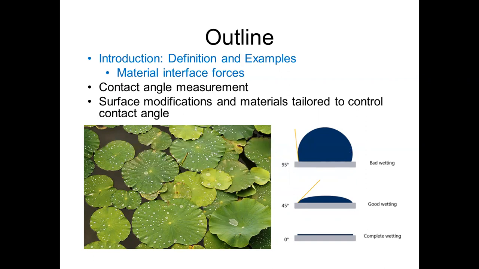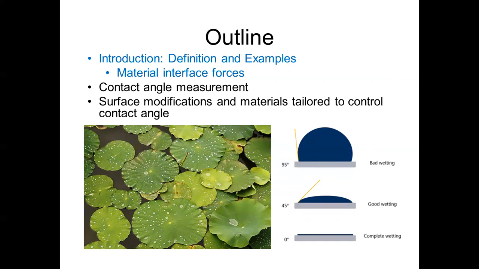On the left lower corner there, that picture is the lotus leaf. So that's a natural material that is used as an example of how well it sheds water, so you can see the water shedding on there. And then on the right we can see a schematic picture that actually defines wetting.